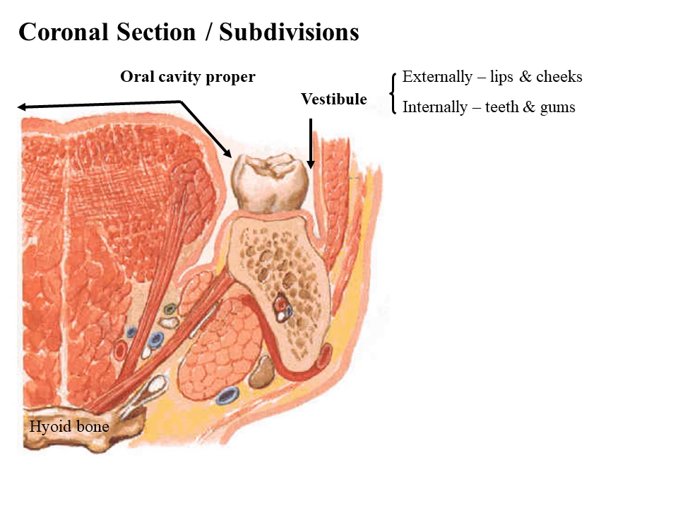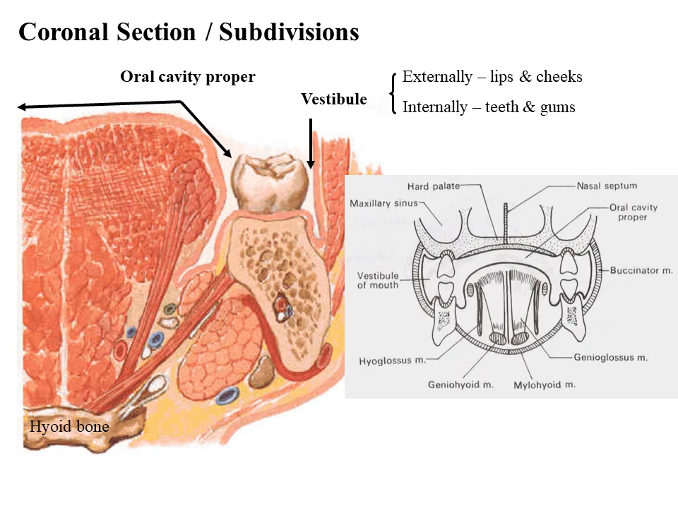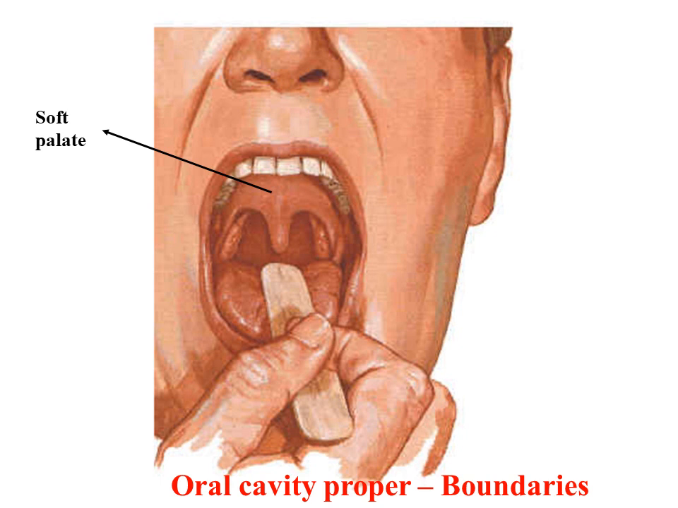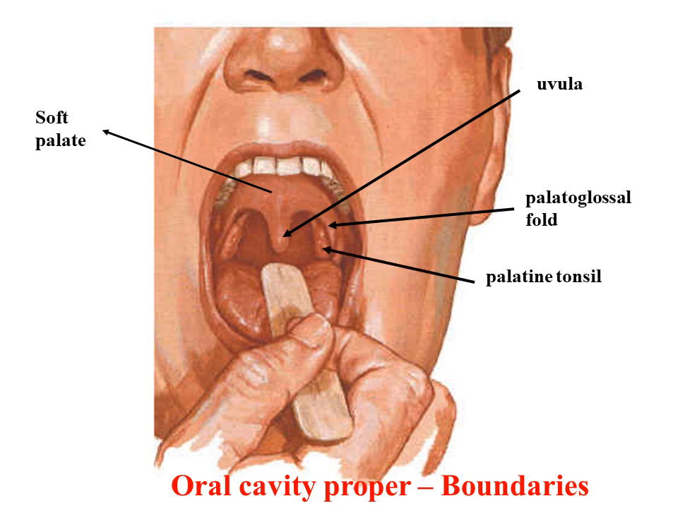Again, the space between the lips and cheeks from outside, this is the vestibule, and the space from inside between the teeth and gums, this is the oral cavity proper. Soft palate, uvula, palatoglossal fold, and palatine tonsils.